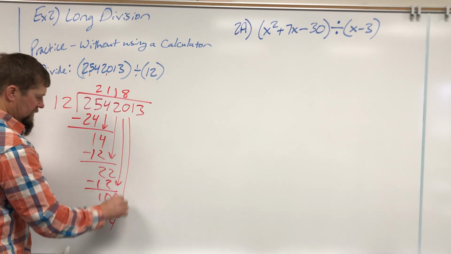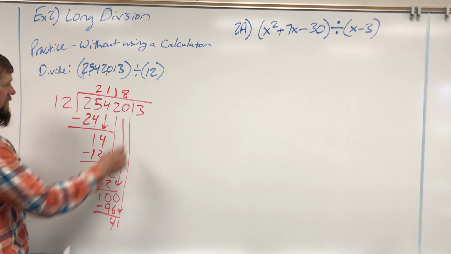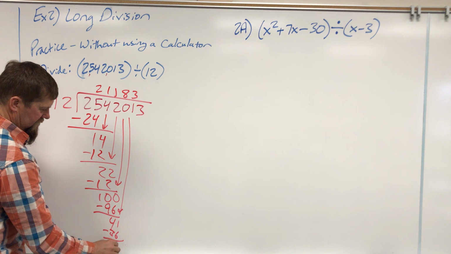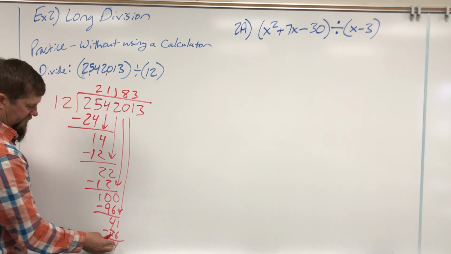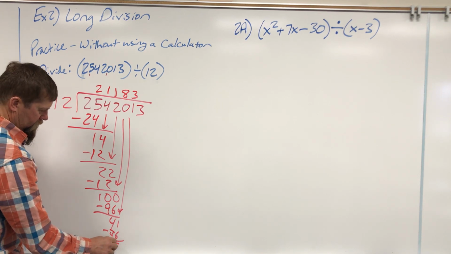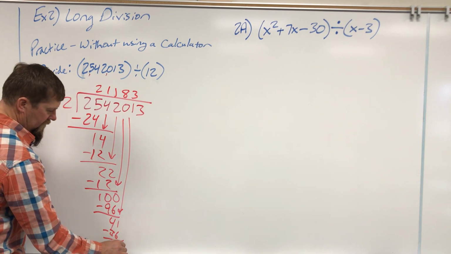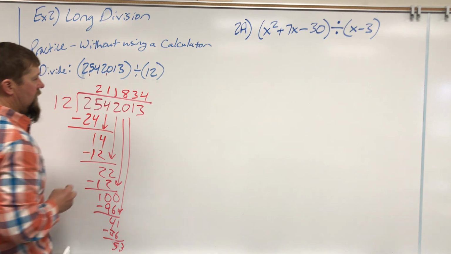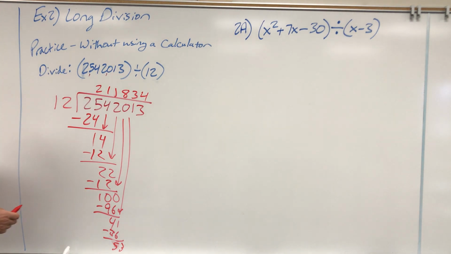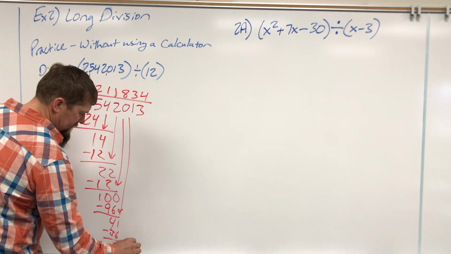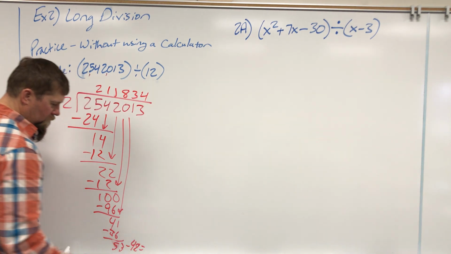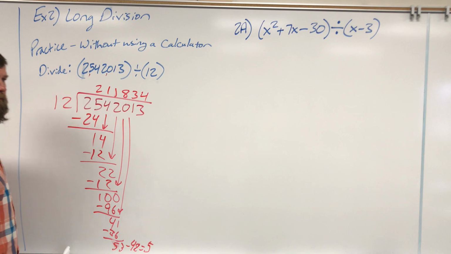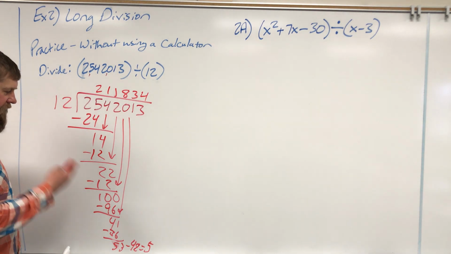4 is left. Drop the 1. Goes in there 3 times. 36. Subtract. That's 5. Drop the 3. 12 goes into 53 4 times. Now I'm getting to the end here. Goes in there 4 times, which is 48. Which gives me a 5 as a remainder. 12 does not go into 5.